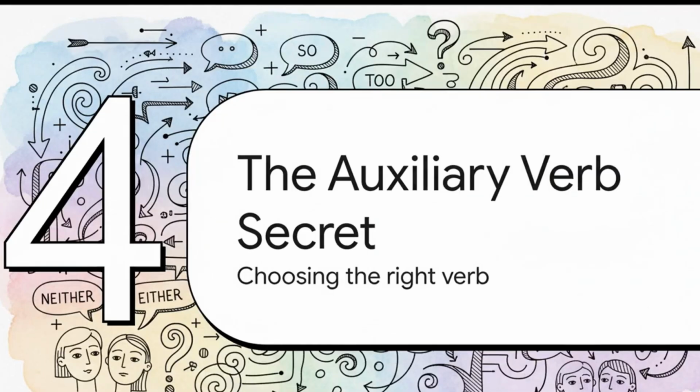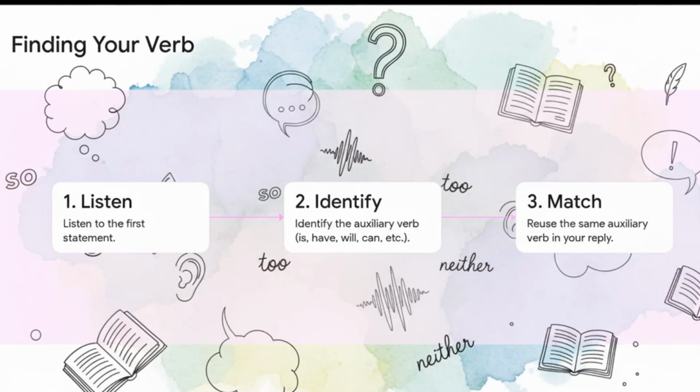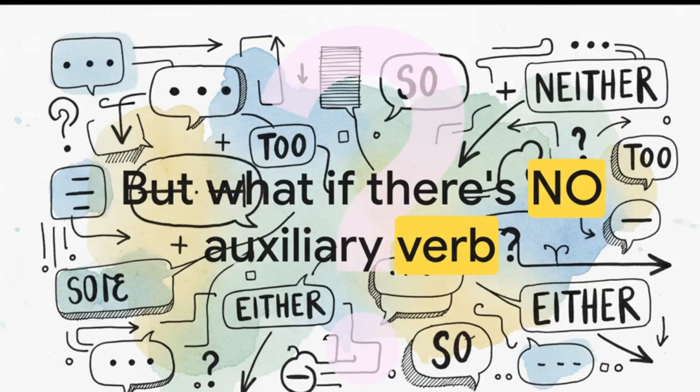All right, so you might be thinking, okay, I get it, but how do I know which little verb to use? Is it am? Is it do? Is it can? How do I choose? Well, don't worry, there's a really simple trick to it. The secret is you don't have to figure it out. The other person literally tells you what to use. You just have to listen for that little helper verb in their sentence. Words like is, have, will, can, and then you just copy it. You match it in your reply.